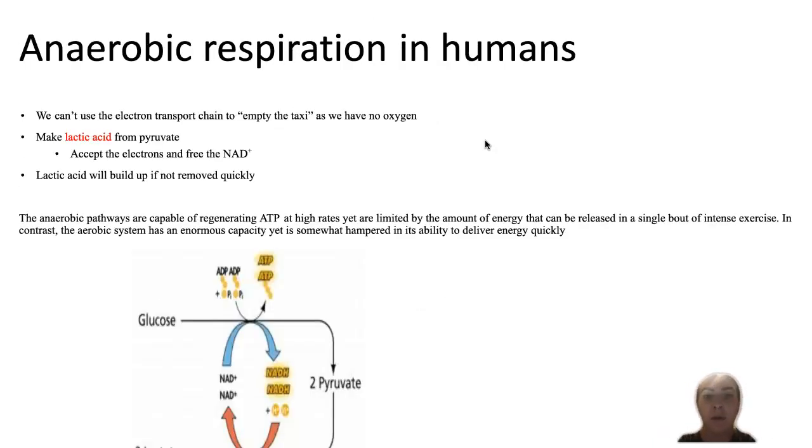Then here's anaerobic respiration in humans. We can't use the electron transport chain to empty the taxi as we have no oxygen. So we make lactic acid from pyruvate, which then accepts the electron and frees the NAD+. Lactic acid will build up if not removed quickly.